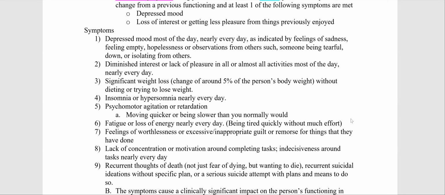Or recurrent thoughts of death. So not just active suicidal ideation, but they may just have fleeting thoughts of not wanting to live. They may have recurrent suicidal ideations without a specific plan. So they're like, hey, I do want to kill myself, but I'm not really sure how I would kill myself or how I'd want to die, or a serious suicide attempt with plans and means to do so. So this is where it can be kind of tricky because people could have fleeting thoughts of suicide, but they don't really want to complete the action, or they don't have any specific plans. So understanding what is the severity of it and moving on from there.